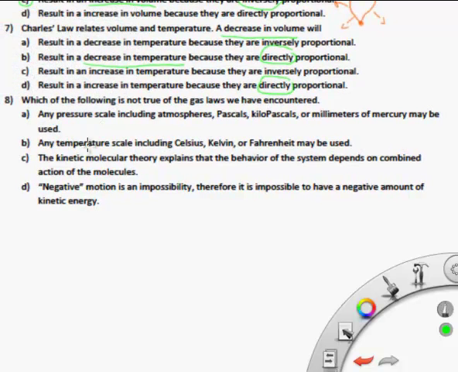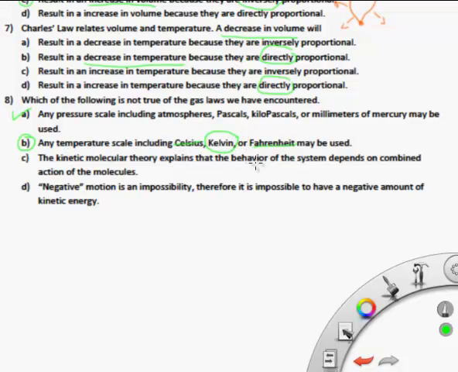Question number 8. Which of the following is not true of the gas laws we have encountered? Any pressure scale may be used. That's true. Any temperature scale, including Celsius, Kelvin, or Fahrenheit, may be used. That is not true, because Celsius cannot be used, Fahrenheit cannot be used. The absolute temperature scale, Kelvin, is the only temperature scale that should be used.